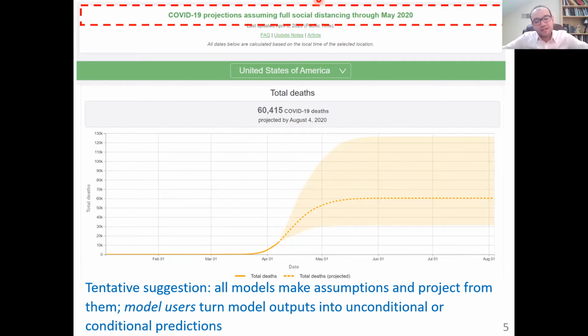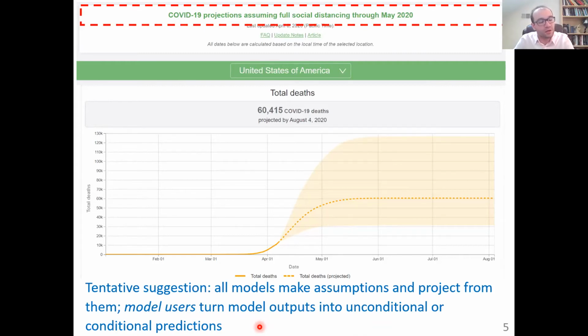So in that further sense, I don't think it's quite clear that we can say that a model sometimes might make forecasts and sometimes might make projections. Rather, I think models simply do operations over inputs. That's all they're able to do. And then model users take those outputs and they may or may not attach an antecedent to them. So they may or may not use those outputs to make a conditional versus an unconditional prediction. So that's my tentative suggestion, that this distinction is best applied at the point at which model users turn model outputs into unconditional or alternatively conditional predictions. Okay, so then we can say that models are simply projecting from assumptions.